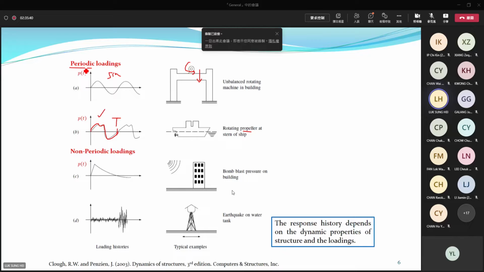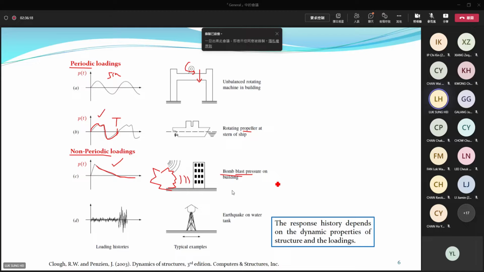Periodic loading, and you have non-periodic loading. For example, when there is an explosion, this explosion will generate a pulse. The pulse attacks a building. The shape will be something like this. At the beginning, you have a very high loading, high pressure applied on the surface of the structures. And then the pressure will decrease with time. Based on some experimental study, we found that in some time region, it will be under negative pressures due to explosions. Blast loading, blast means explosion, blast pressure.